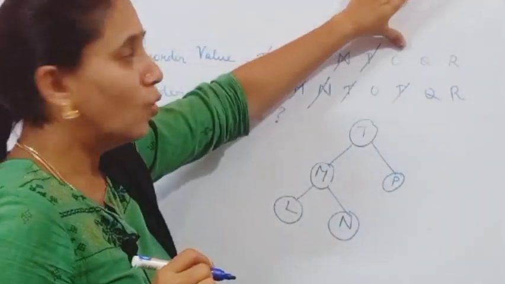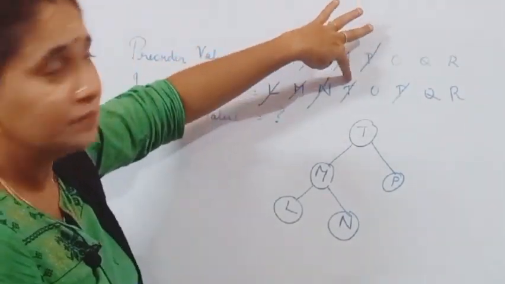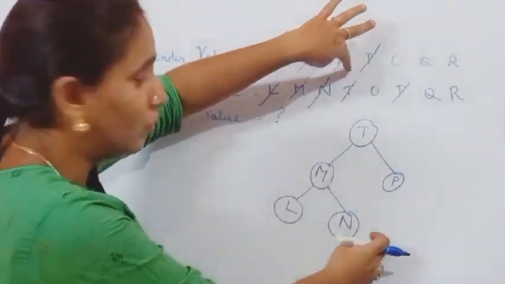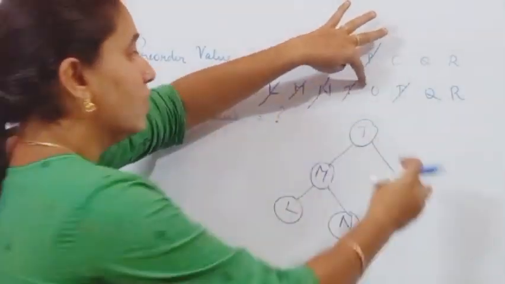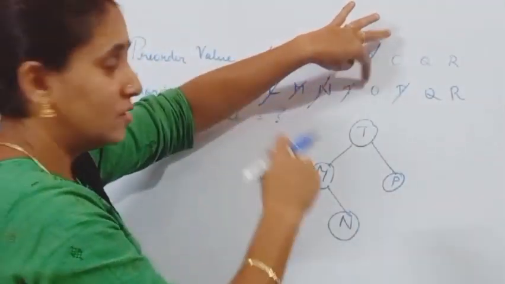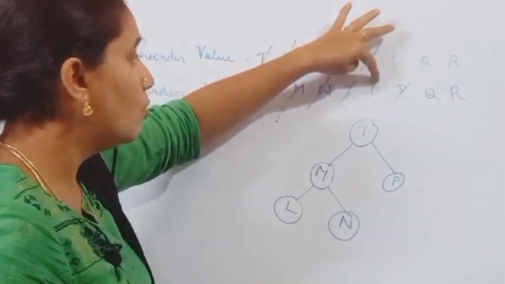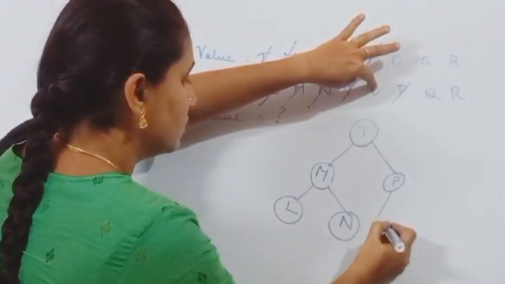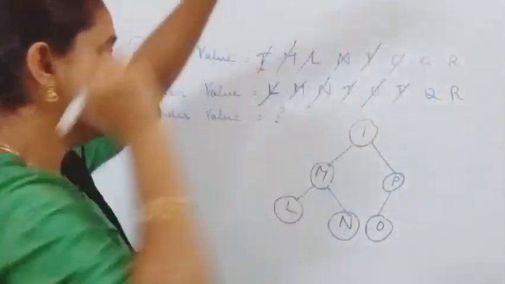So next is O. So where is O present? O is present to the right of this root node. So to the right of this root node, can I write? I cannot write because P is present. Okay. So where is P? O is present to the left of P. Friends, can you follow? So again O is present to the left of P. So I must write like this. Okay. So each and every time check the condition.